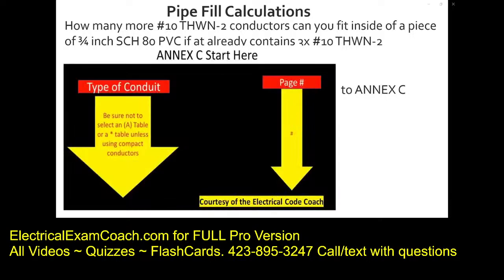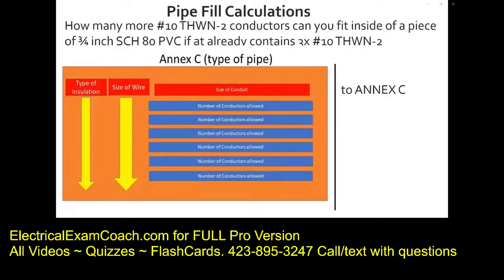When we get to Annex C at the Start Here table, we're going to start on the left-hand side until we find our type of conduit. Then we're going to verify that we're not in the A version of that conduit. We're going to slide over and find our page number. Then when we get to the table, we're going to read the black bold heading to make sure that we're in the right table. We start on the left-hand side and we find our insulation type.